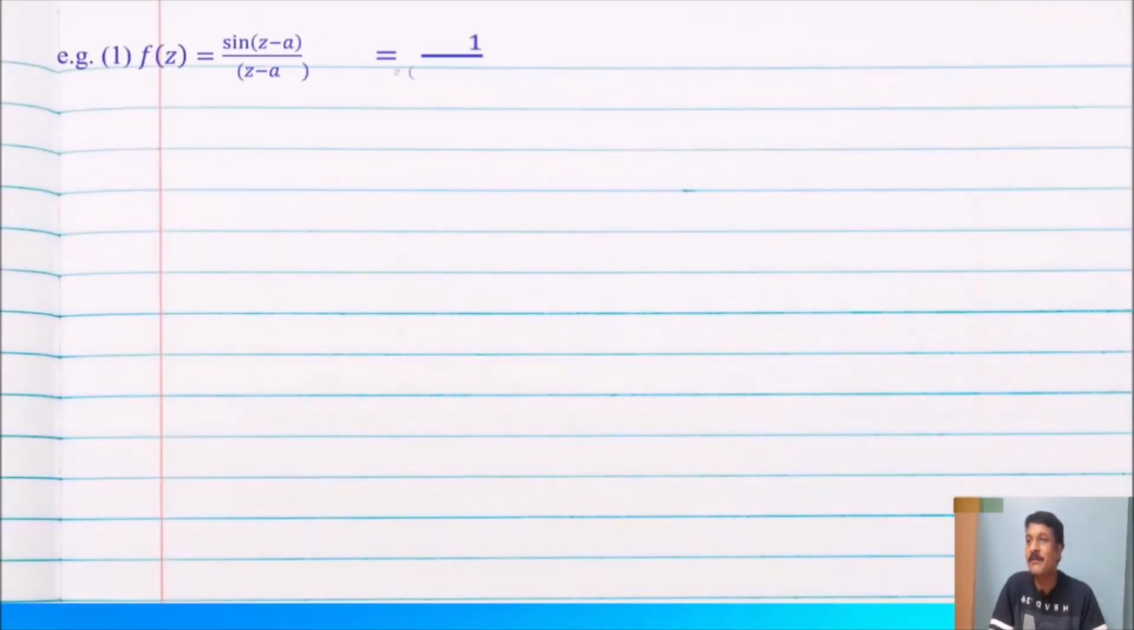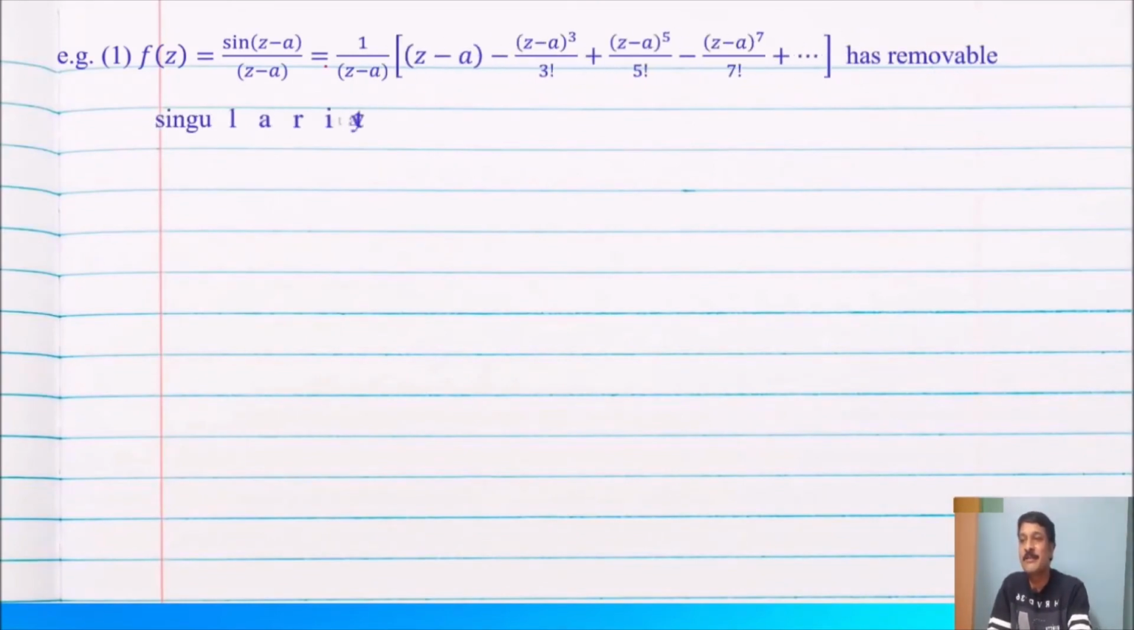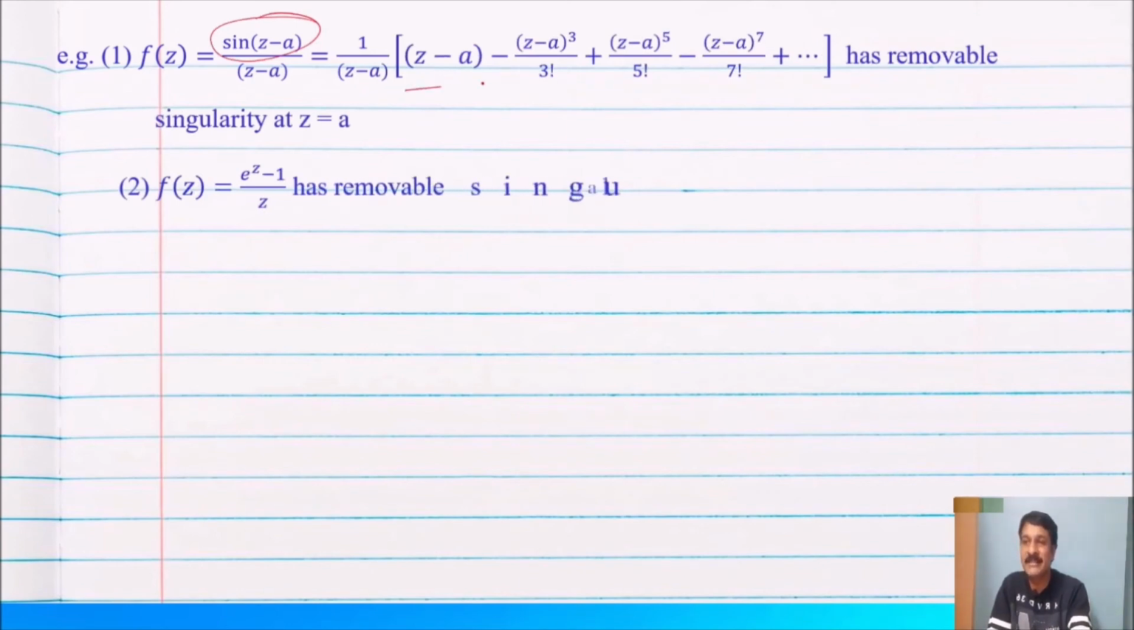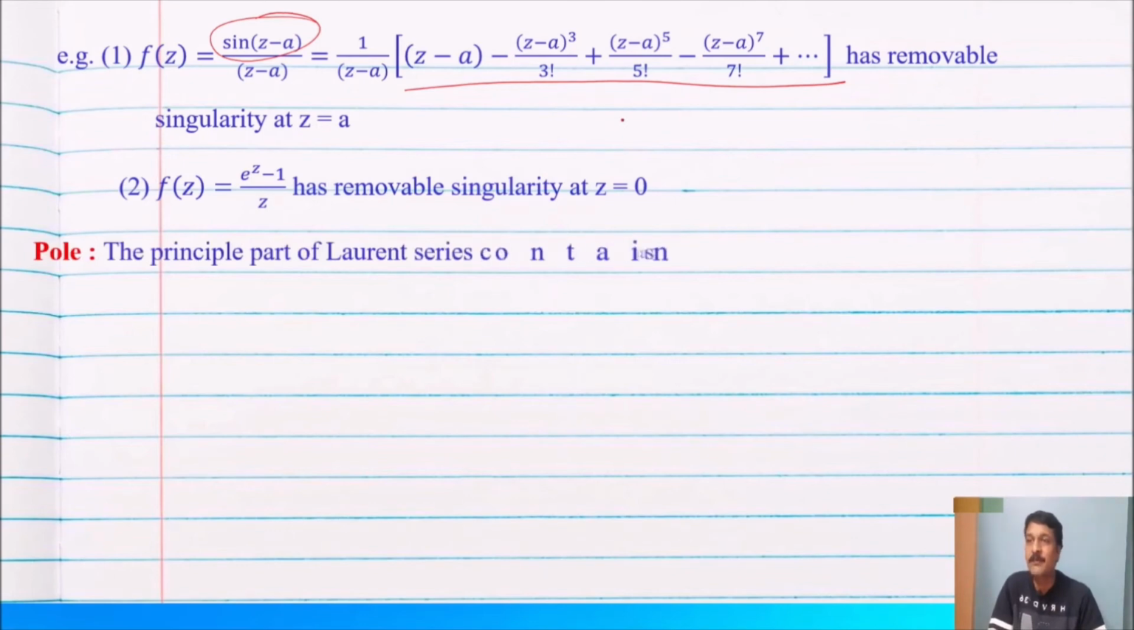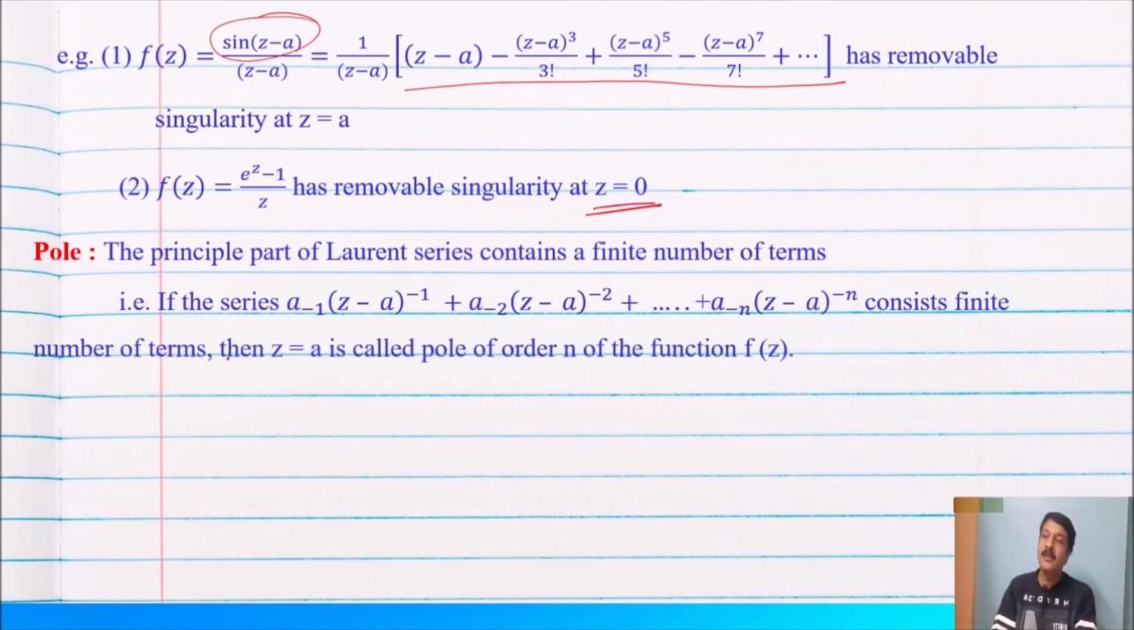For example, f of z equal to sine of z minus a upon z minus a. So, 1 upon z minus a, you know the expansion of sine of z minus a. If we multiply with 1 upon z minus a, we will get only positive powers here. So if we take the limit as z tends to a, f of z is finite. Similarly, f of z equal to e raised to z minus 1 upon z has a removable singularity at z equal to 0.